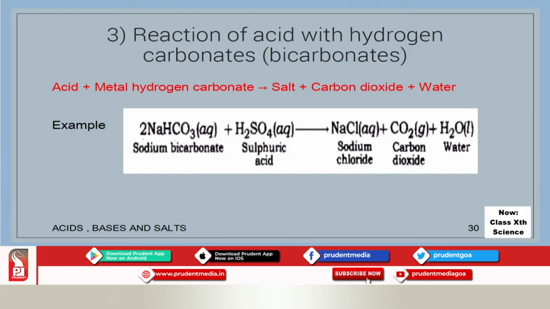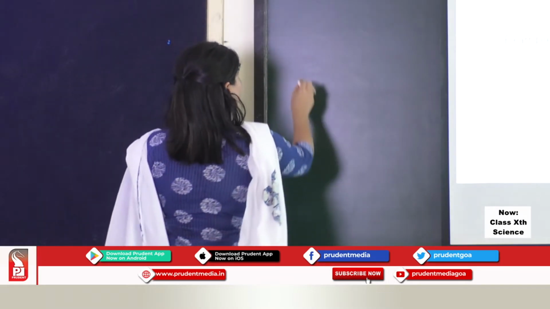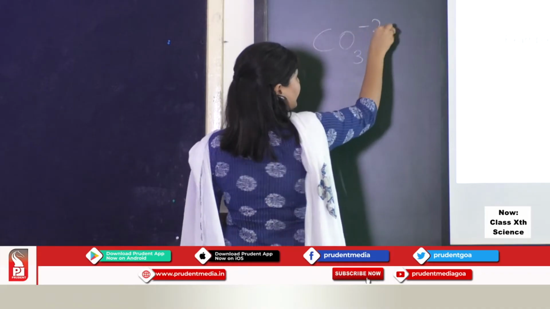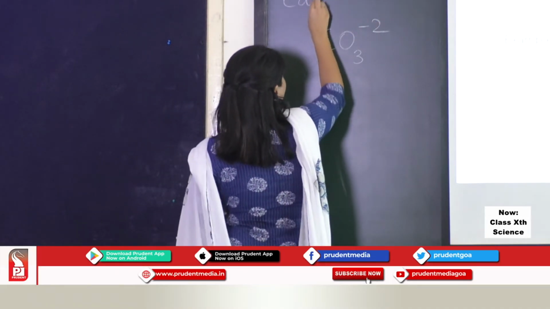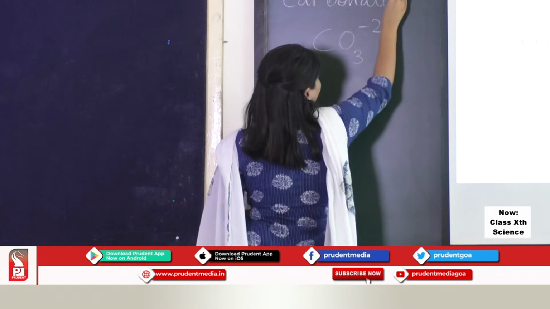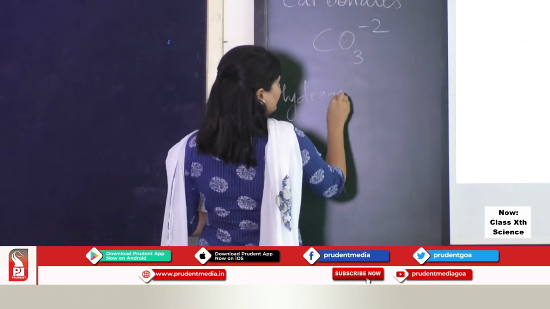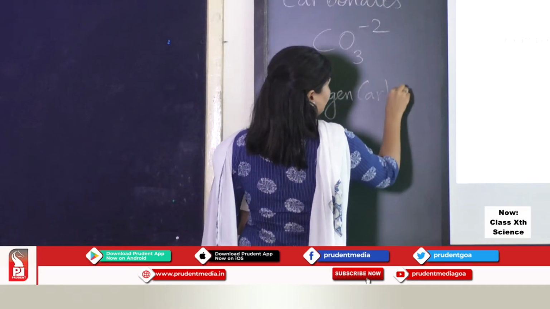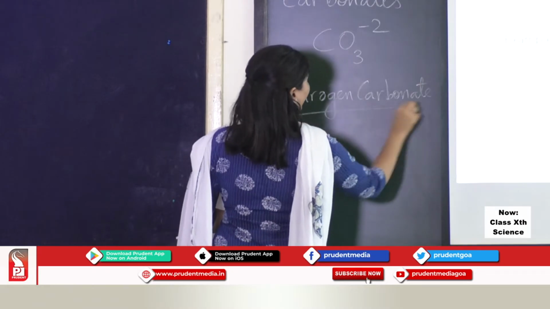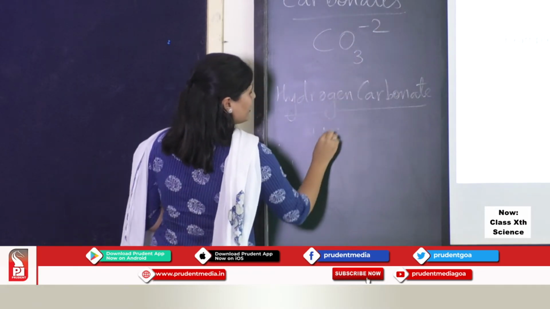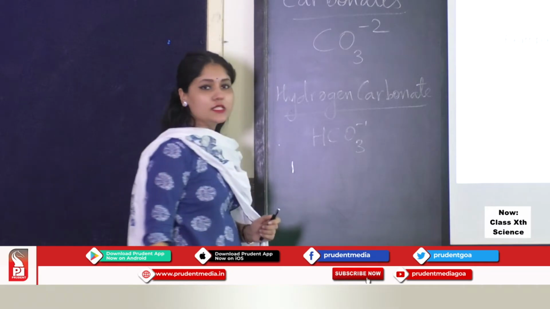Now the same thing happens in case of reaction of acid with hydrogen carbonates, also called bicarbonates. Hydrogen carbonate is HCO3 minus. Carbonate is CO3 minus 2. These are called carbonates, and hydrogen carbonate is also called bicarbonate. The group is HCO3 minus 1.